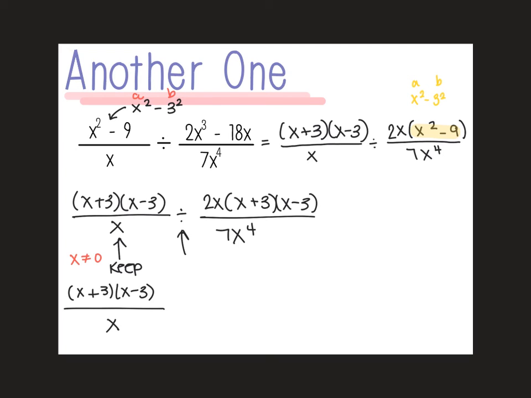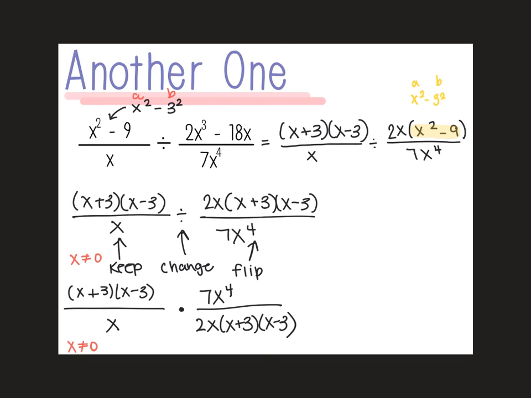I'm going to change from division to multiplication. And I'm going to flip my last fraction so my denominator becomes the numerator and my numerator becomes the denominator. I state any domain restrictions again, so this time x cannot be 0, x cannot be negative 3, and x cannot be positive 3.